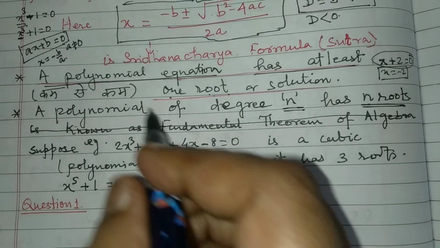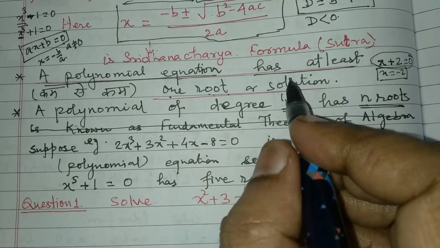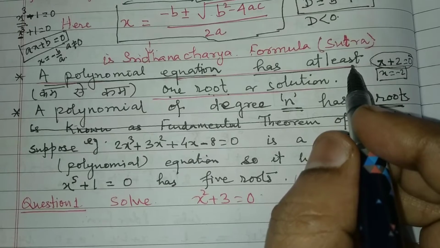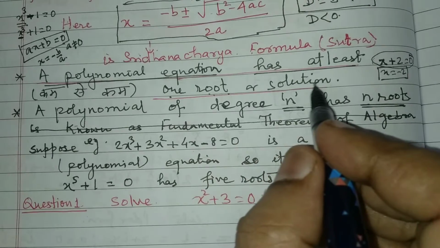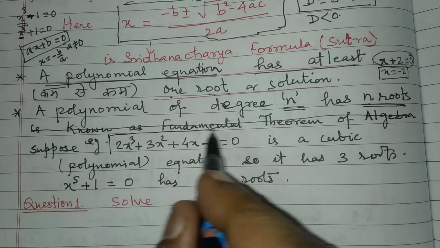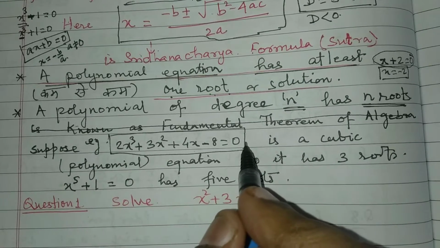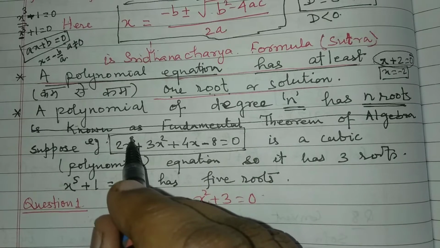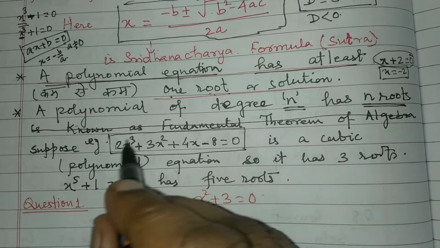The fundamental theorem of algebra says that a polynomial equation has at least one root or one solution. This is called the fundamental theorem of algebra. Suppose a cubic equation I have written over here, 2x cube plus 3x square plus 4x minus 8 is equal to 0. This is a cubic equation. The power of x is 3, and the left hand side is a cubic polynomial.